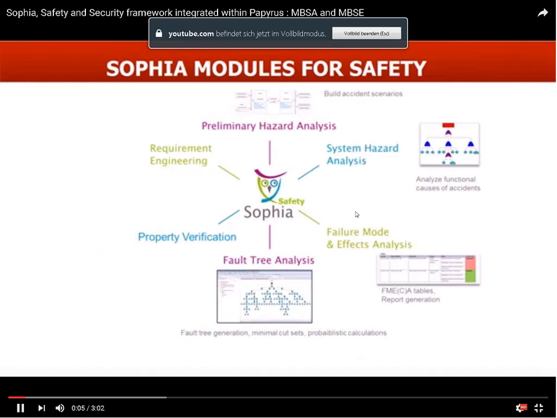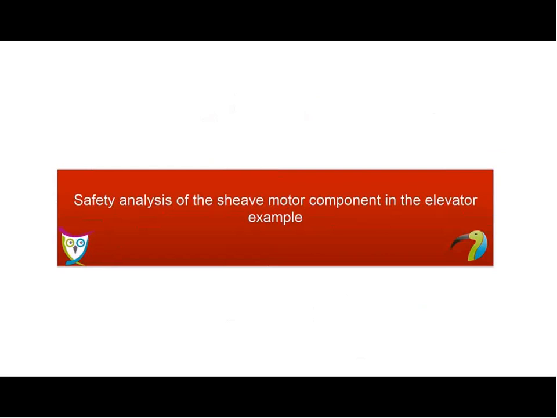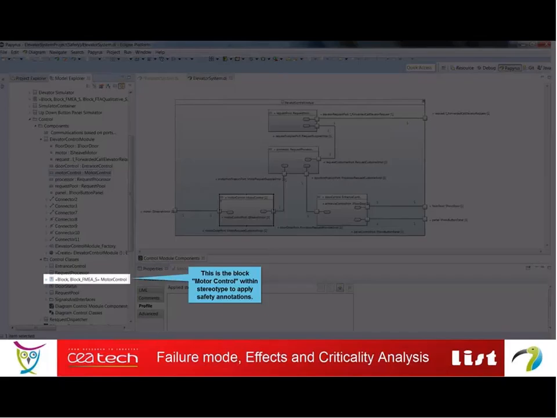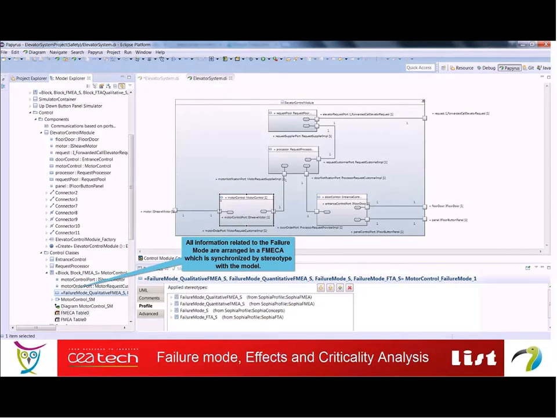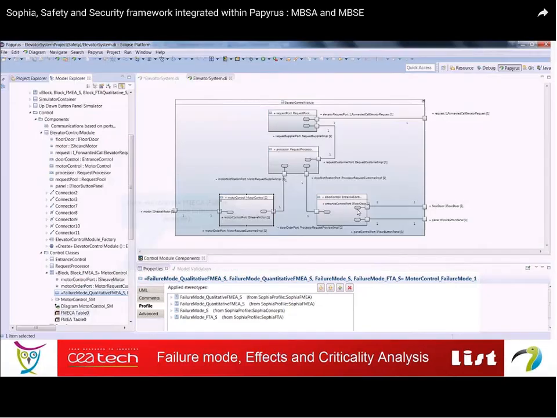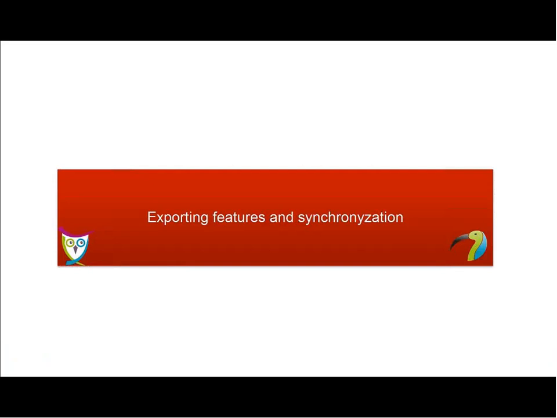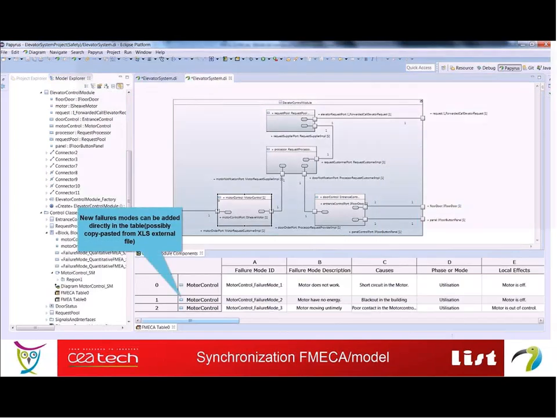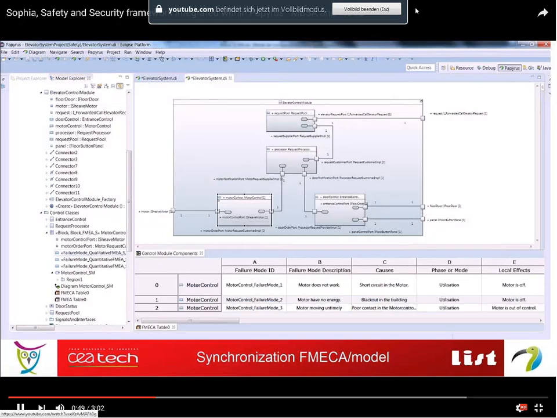We quickly showed the facilities we have around the Sophia module for safety and then for security. It's based on an example of the chain elevator. We consider one block of the system that we allocate with FMEA. We can add different information about the failure modes in the system on the block. When we apply this, it is automatic engineering, and we can generate the different FMEA tables. So we have FMEA, FMECA, DFMEA tables, and so on. We have different kinds of FMEA analysis.